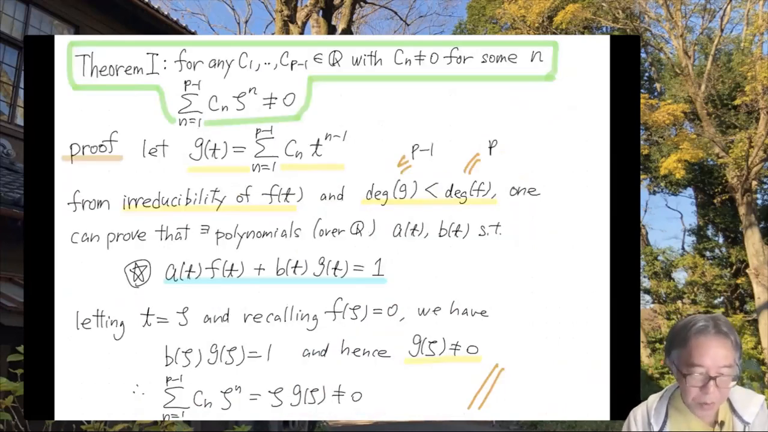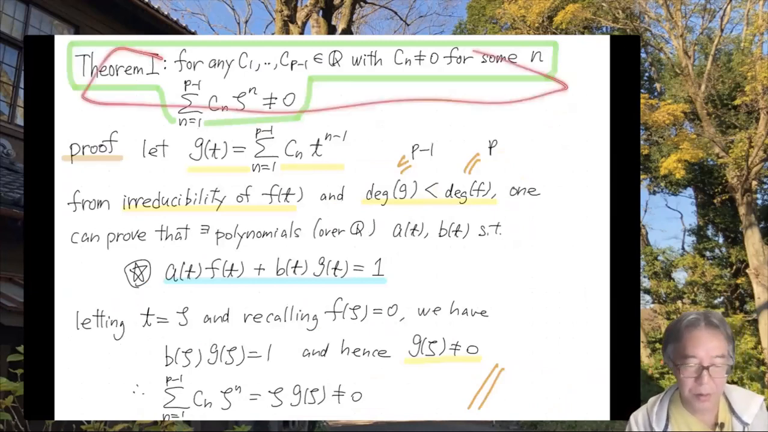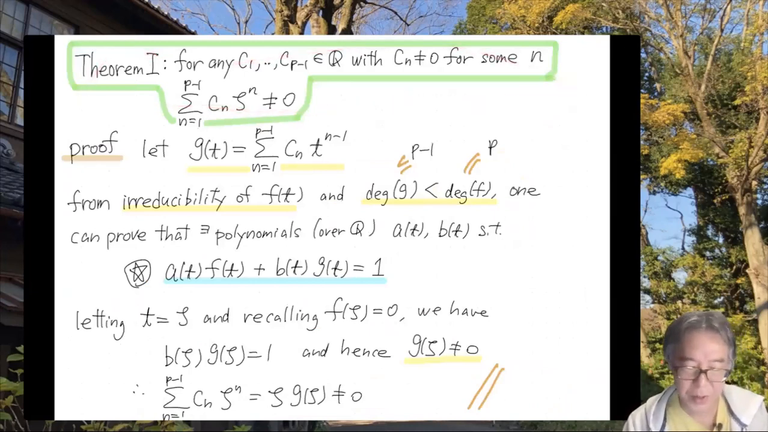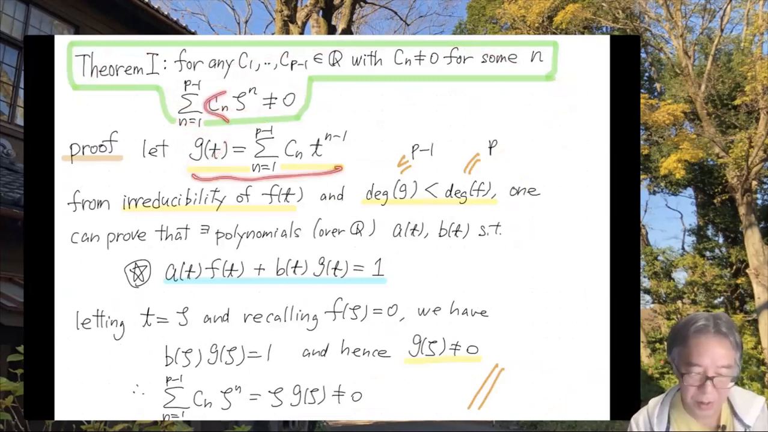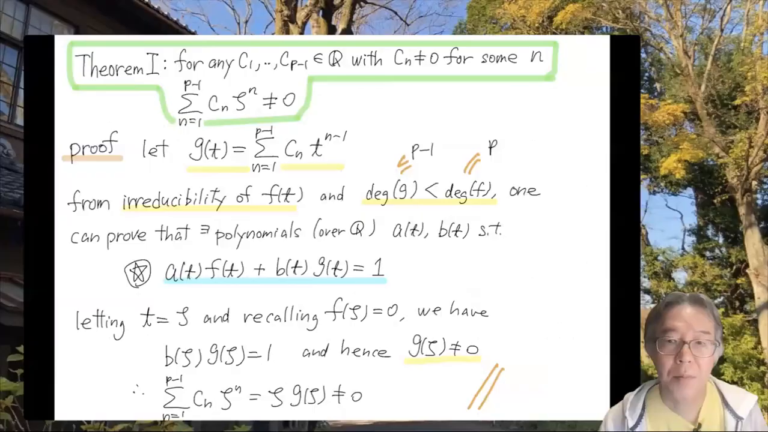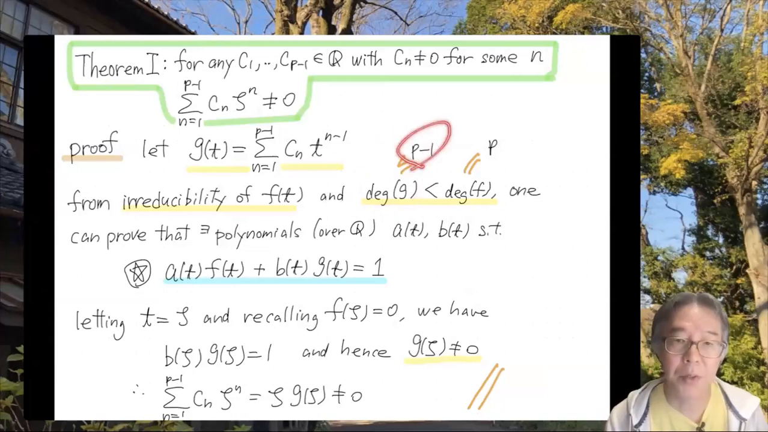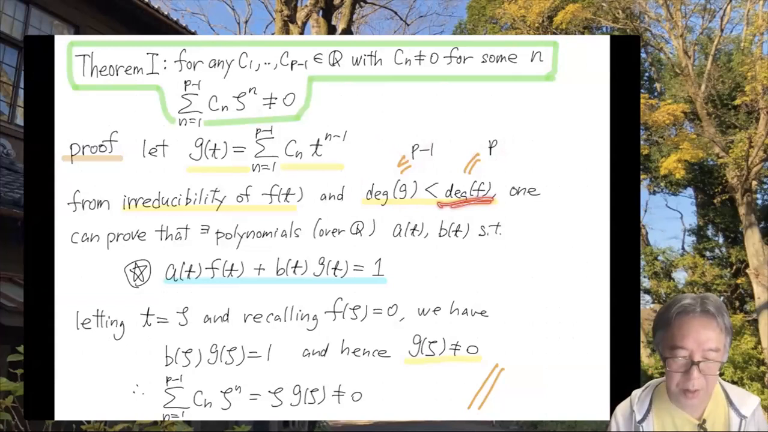All right. So we are done with this irreducibility. So we can now proceed to the proof of this statement. Okay. So we want to prove that this thing is non-zero. So I again define a formal polynomial in T like this, using these coefficients. Now I note that the degree of this polynomial G is at most P minus 1, and the degree of F is P. So this is strictly larger than this.